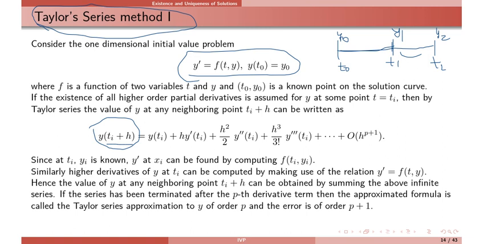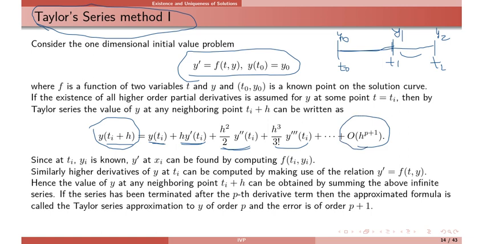So what will be y(ti + h)? This will be like f(a + h) = f(a) + h f'(a), and so on. So y(ti + h) = y(ti) + h y'(ti) + h^2/2 y''(ti), and so on. And if you stop at some point, you add an error term.